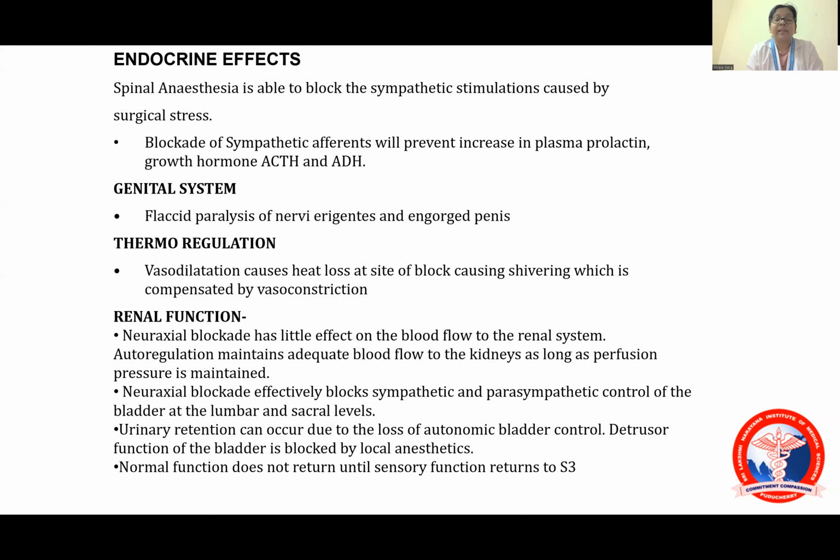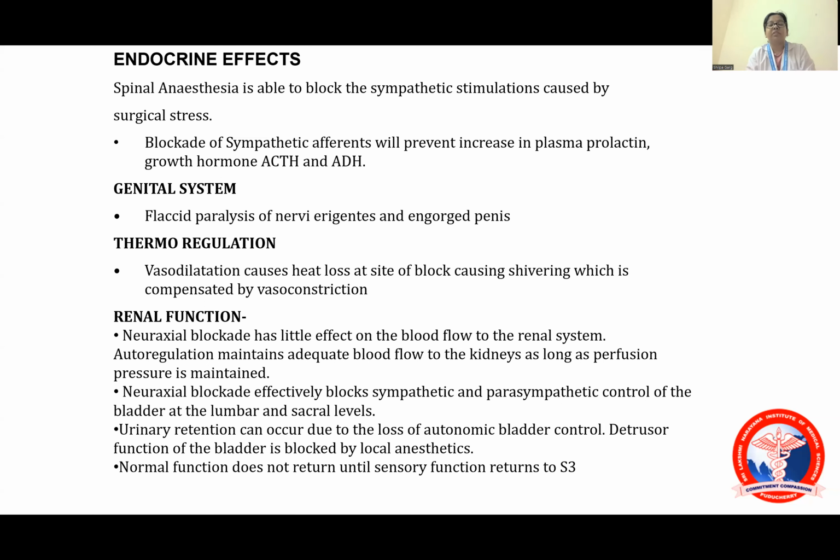Vasodilatation because of spinal anesthesia may cause heat loss at the site of block, which may induce shivering in the patients. As far as renal function is concerned, neuraxial blockade has little effect on blood flow to the renal system. Mainly, autoregulation maintains adequate blood flow to the kidneys as long as perfusion pressure is maintained. So basically, hypotension has to be avoided so as to prevent any damage to the kidneys.